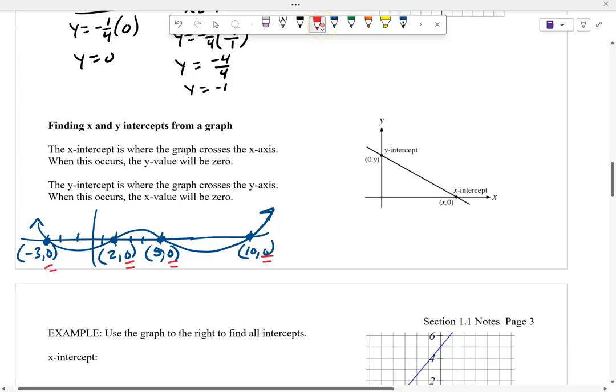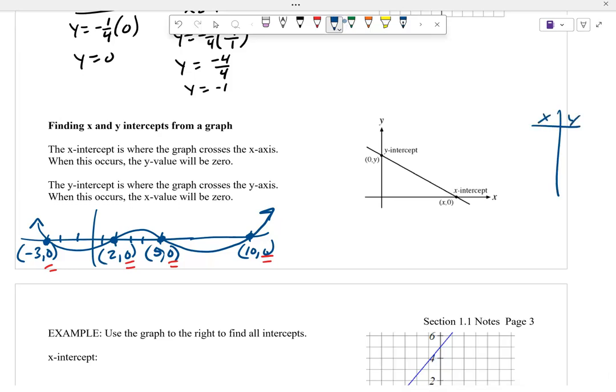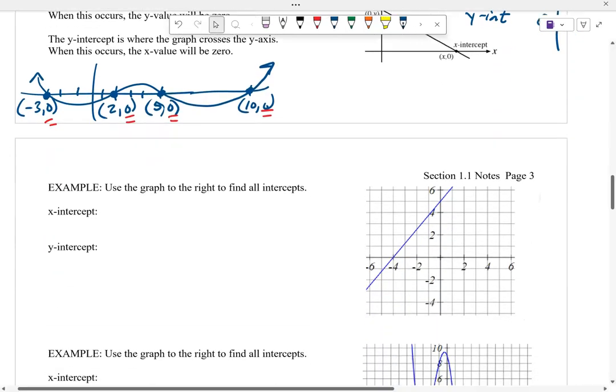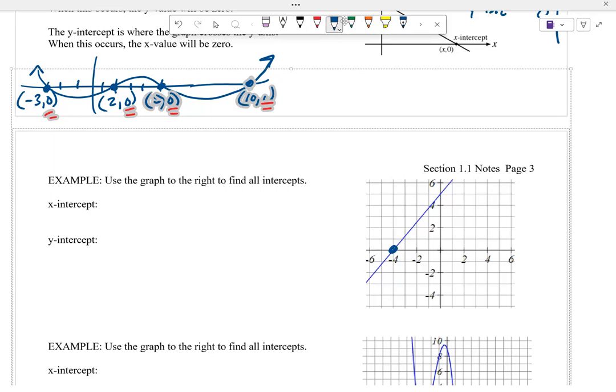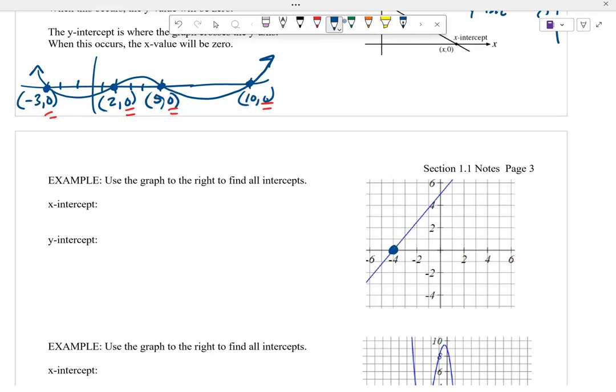So when we're finding an x-intercept, where it crosses the x-axis, you're going to let y be 0. Whereas when I find a y-intercept, then I'm going to let x be 0, right? Where it crosses the y-axis, x is 0. Let's go ahead and just use the graph to find the intercepts on this one. Let's find this x-intercept right there. What point is that?